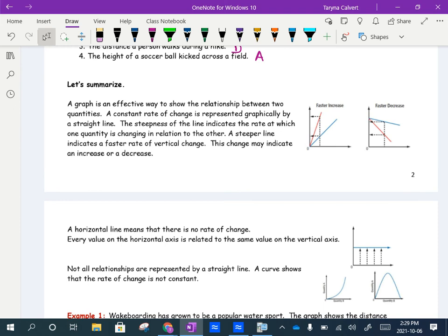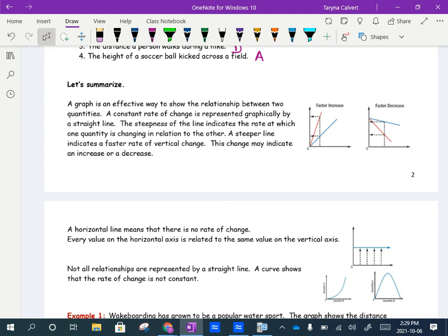The biggest thing I want you guys to understand is that if something's describing something that is moving at a constant rate, it needs to be described or shown in the graph by a straight line. Does that make sense? So that's so important. So a constant rate, straight line. If it's increasing, obviously a positive slope. If it's decreasing, decelerating, right, it'll be a negative slope.